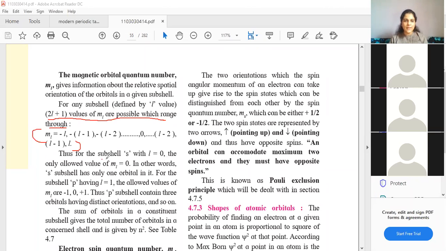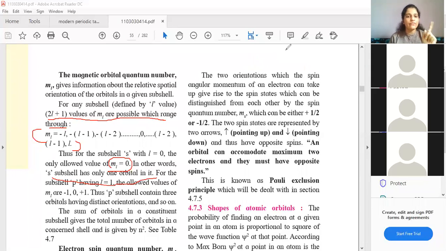So see, they have written over here, for subshell S with l as 0, the only allowed value of ml is 0. In other words, the S subshell has only one orbital in it. Now, students, I will tell you what ml is. I already discussed that your S orbital is on its own, it cannot be divided further. Your P orbital is further divided into 3, your D is further divided into 5, and F into 7. This part that I explained can be determined by writing the value of ml.